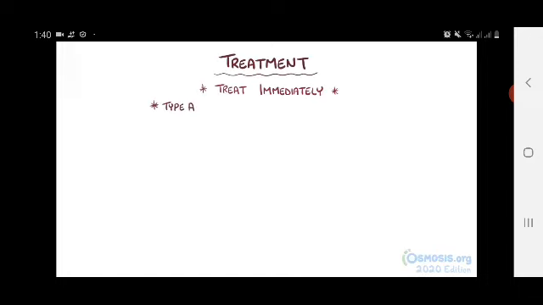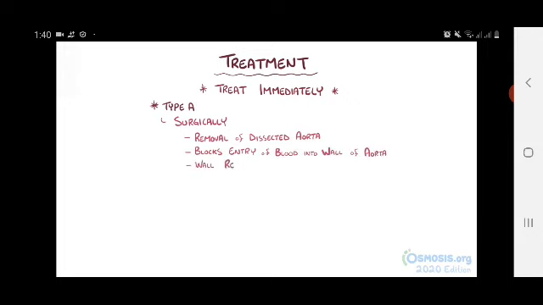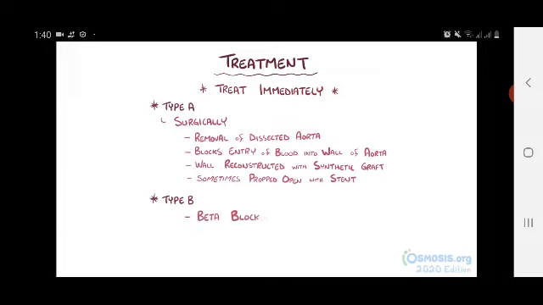Type A aortic dissections are treated surgically, where a surgeon takes out as much of the dissected aorta as possible and blocks the entry of blood into the wall of the aorta. The aortic wall is then reconstructed with synthetic graft, and sometimes that graft is propped open with a wire mesh stent. Type B aortic dissections are treated with beta blockers and nitroprusside.